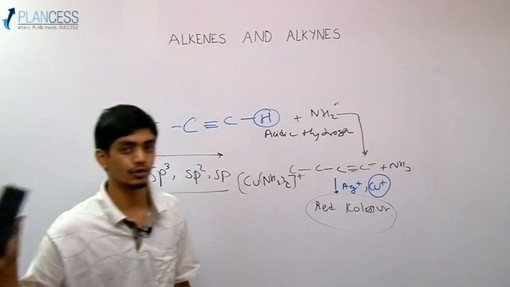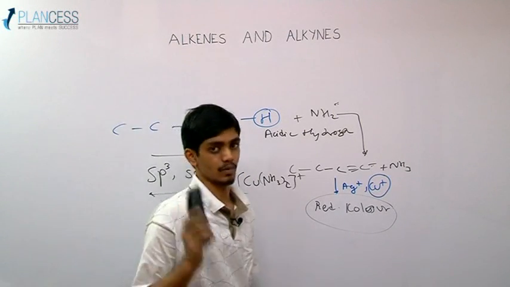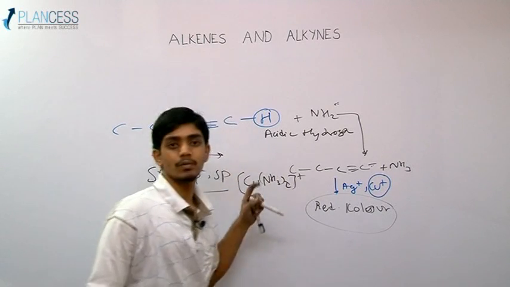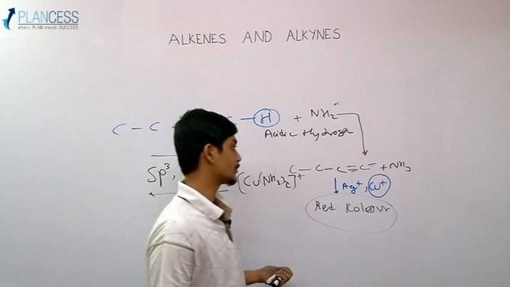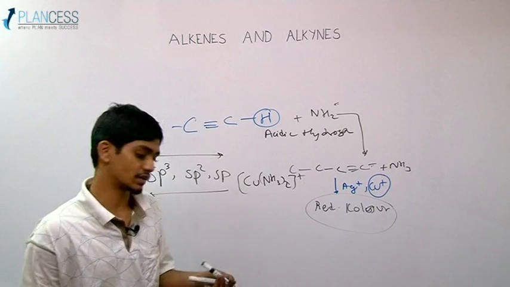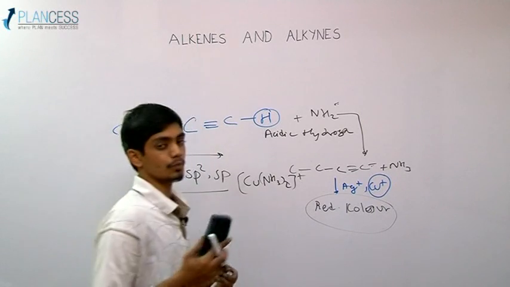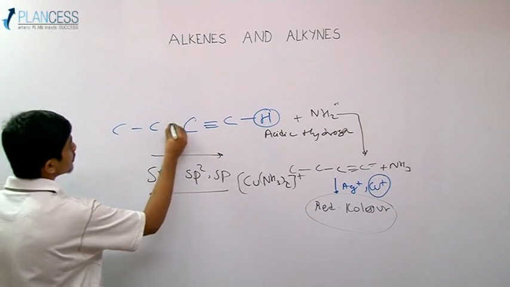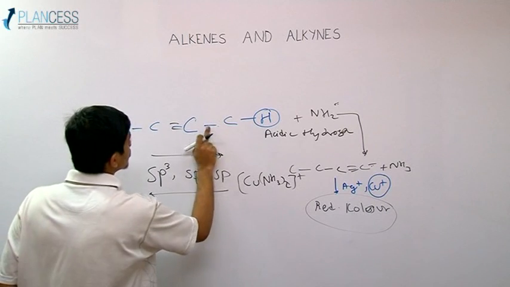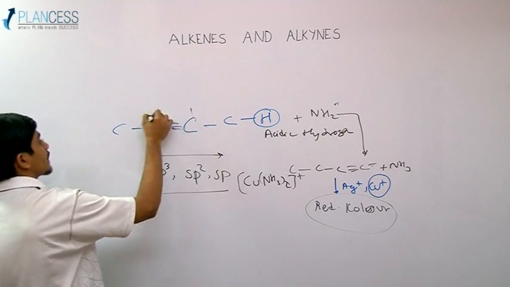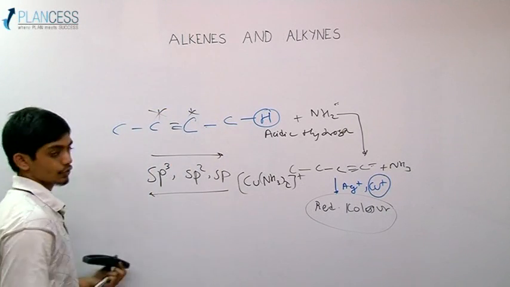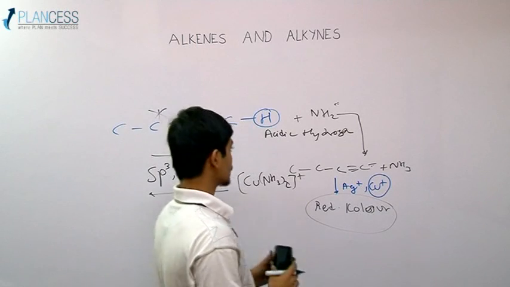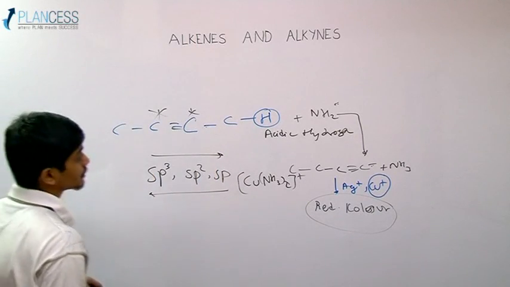And we can also be sure that it is a terminal triple bond, because in-between triple bonds do not have hydrogens with them. Suppose you have a triple bond here, then these carbons do not even have hydrogens, so there is no point of acidic hydrogens. Fine. So this was the introduction to alkynes.